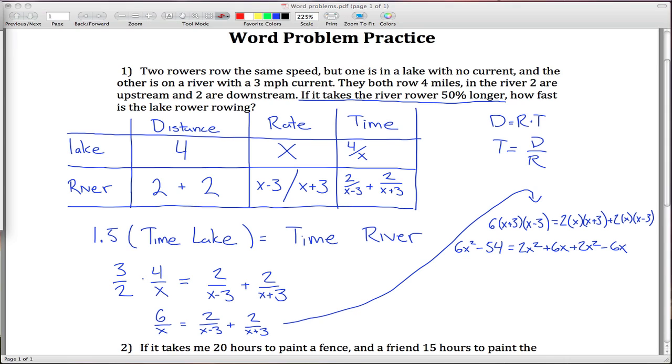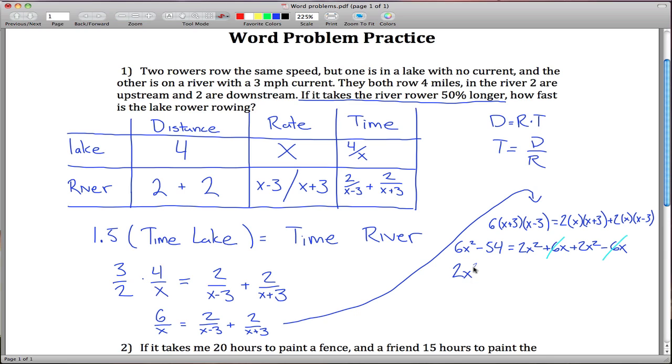Let's see, this is kind of nice because we have a positive 6x and a minus 6x, so we can just cancel those two guys out. And then if we combine like terms, we have 4x squared over here and 6x squared over here. So let's subtract 4x squared from both sides, and we'll get 2x squared. And if you add 54 to both sides, you get is equal to 54.